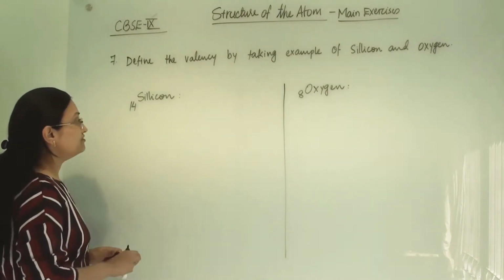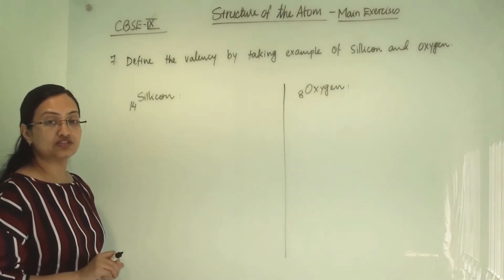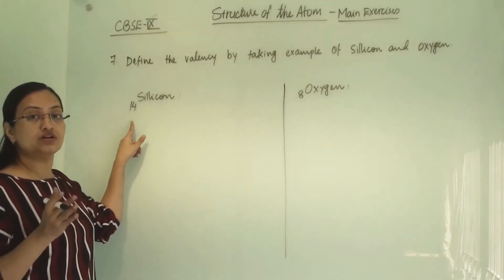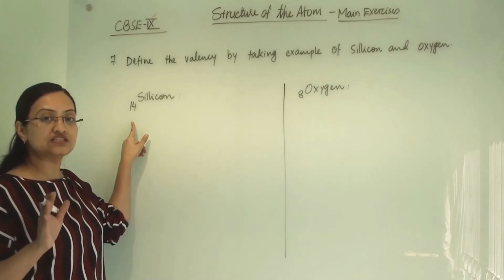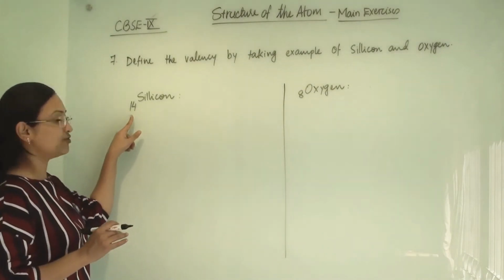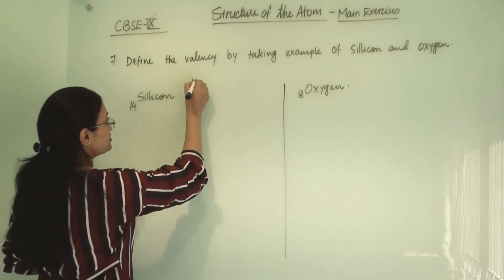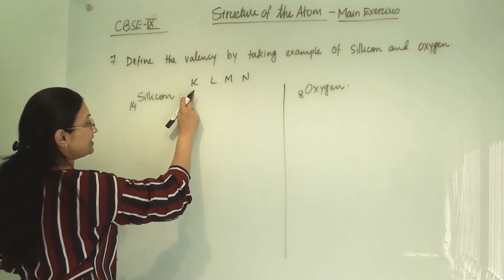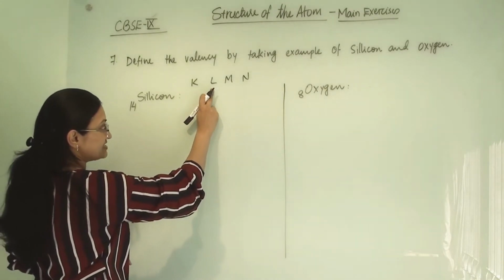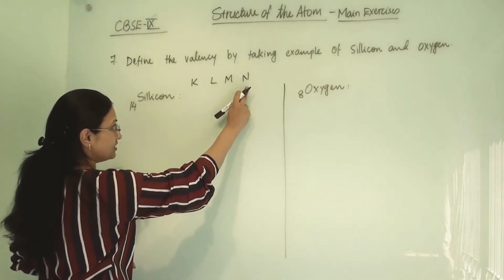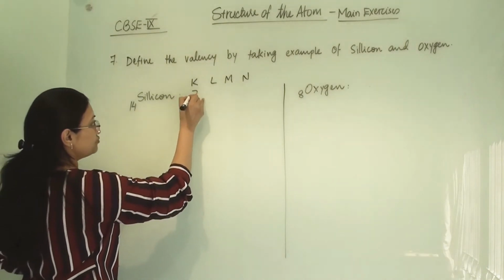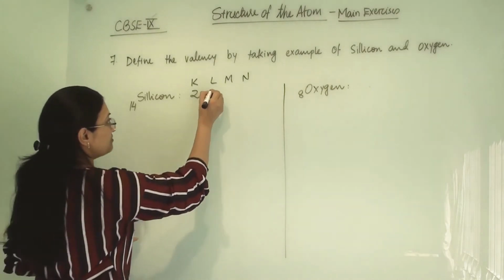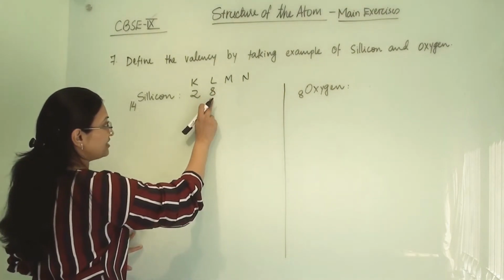So first we will see what is the valency or the combining capacity of silicon. To do so, first we need to remember the atomic numbers of all the elements till 20. Silicon's atomic number is 14. So now let us distribute these electrons in our orbitals. K shell has capacity 2, L has 8, M has 18 and N has 32. So now let us put 2 here. Now the left electrons are 12. From 12 we can put 8.